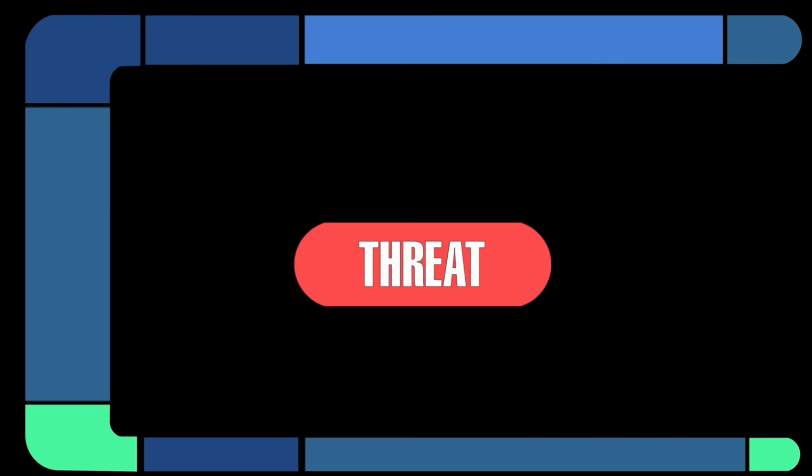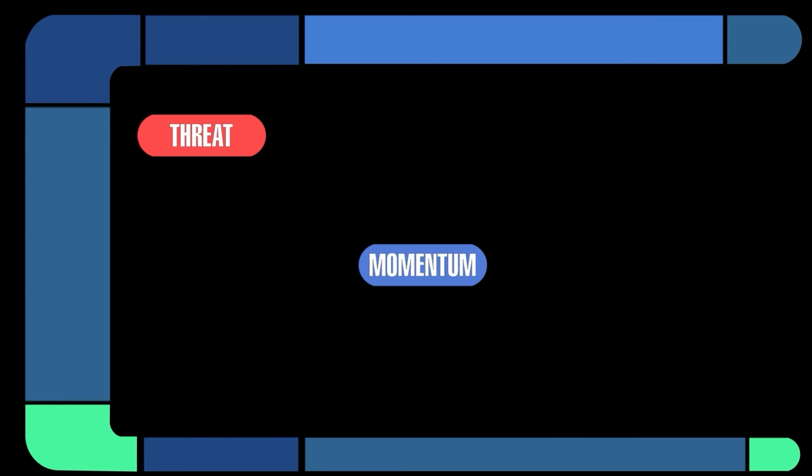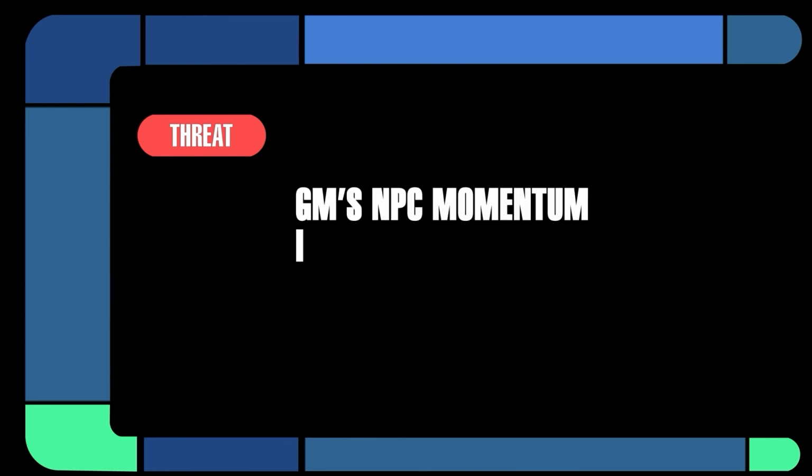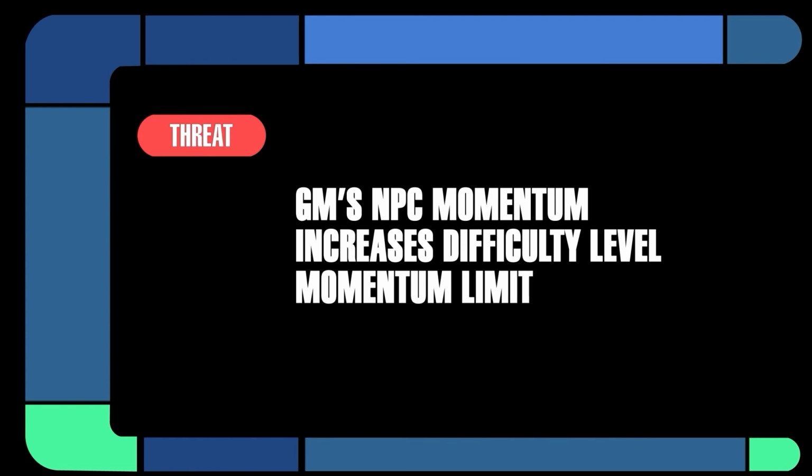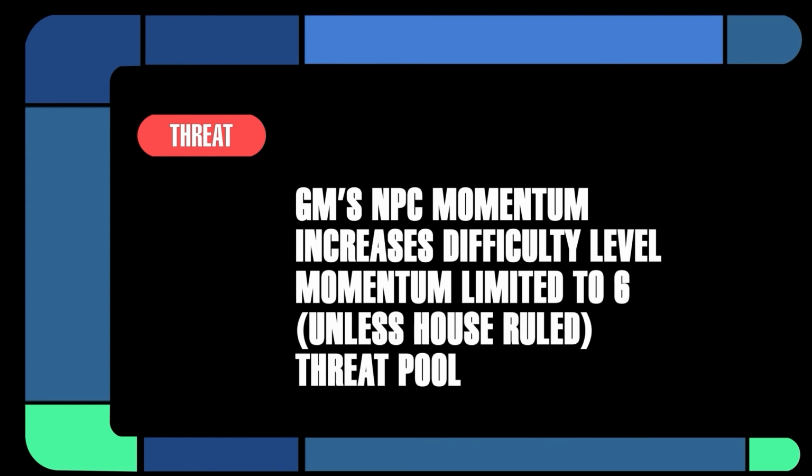But the most common mechanic that works against players is threat. Threat is simply the mirror universe version of momentum. Where players spend momentum to improve their odds, the GM spends threat to worsen player odds. The GM can spend threat on their NPCs in all of the same ways a player can spend momentum, as well as increase the difficulty level of a task using the same cost structure as spending momentum to purchase additional dice. However, where the players have a limit to how much momentum they can have at any given time, the GM has no such limit for threat.